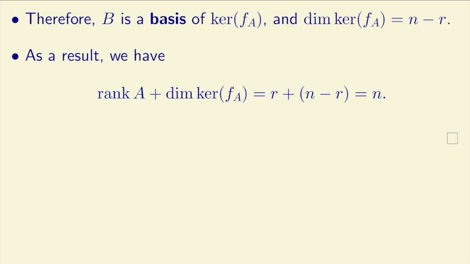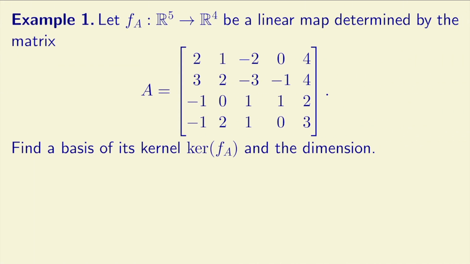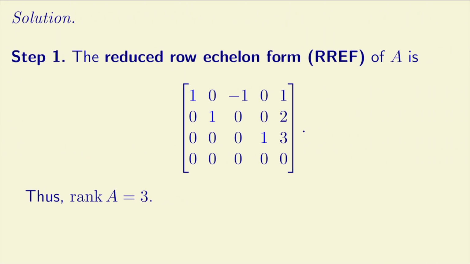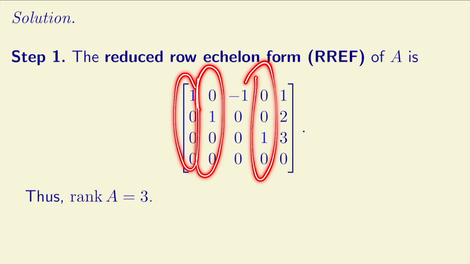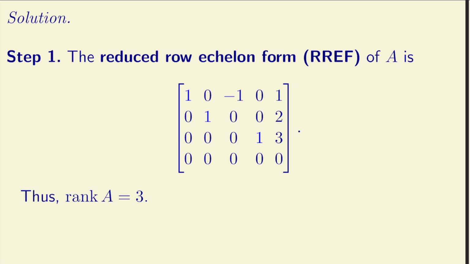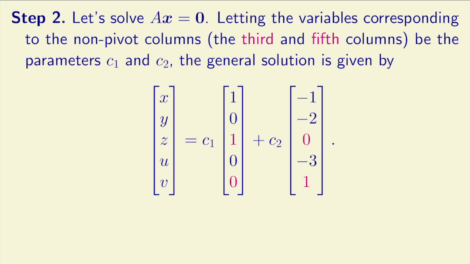Let's look at the example. We have a linear map f sub A from R5 to R4 determined by this matrix A. We need to find the basis and dimension of its kernel. Okay, so the input dimension is n equals 5. The first step is to find the reduced row echelon form of A. The notes show it has 3 pivot columns, so the rank of A is 3. Okay, and the number of non-pivot columns is 5 minus 3, which is 2, so the dimension of the kernel should be 2. Exactly. Step 2 is to solve AX equals 0.